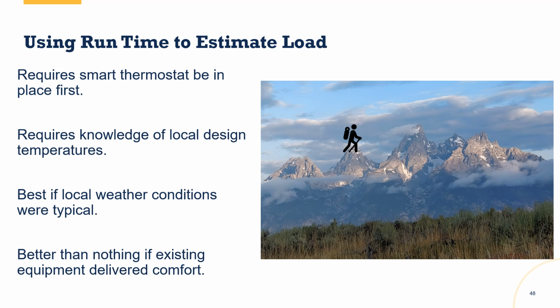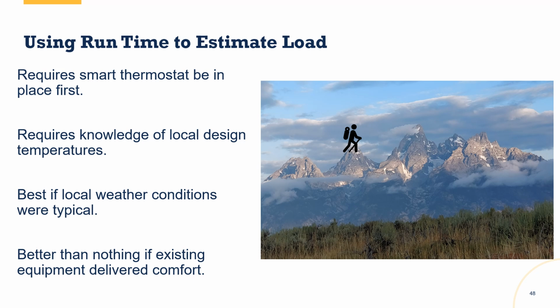The next one is using runtime to estimate the load. So we're talking about a house with a smart thermostat, and being able to look back at the last full heating and full cooling season. It's better to have multiple heating and cooling seasons. The more data you have, the more accurate it will be.